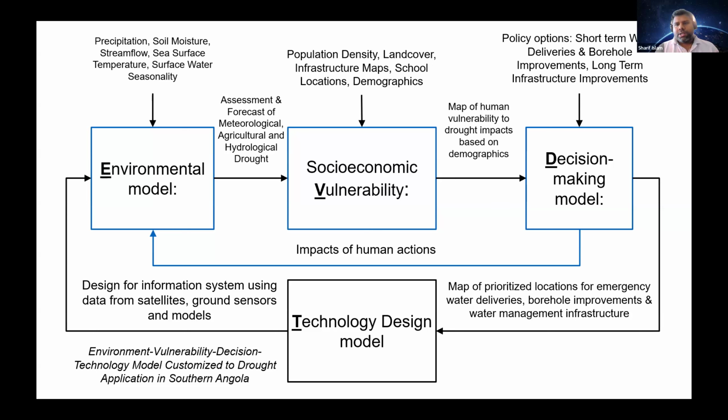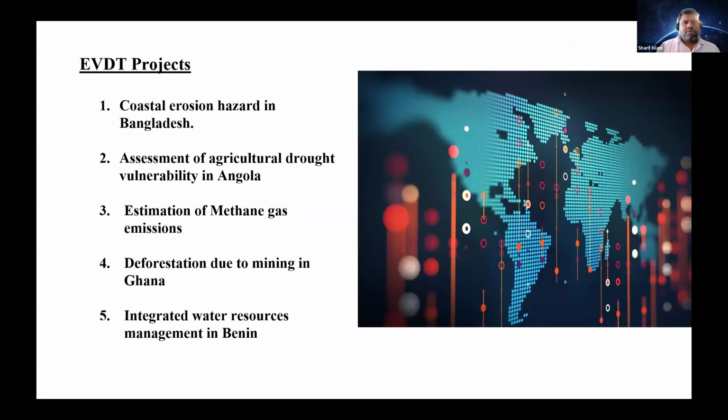The environmental model is the one that I am going to talk about more today, only the satellite Earth observation part, not the vulnerability, decision making, or technology models. We are using this framework for many different projects, and some of the projects I will be talking about are related to these five. Those are funded mostly by NASA, and the first one was funded by NSF. Those are big projects, and I cannot talk about everything in this presentation, but I would like to give a glimpse of what we are doing using satellite Earth observations.